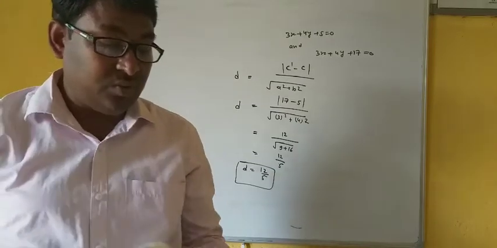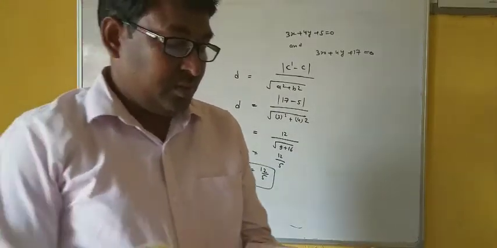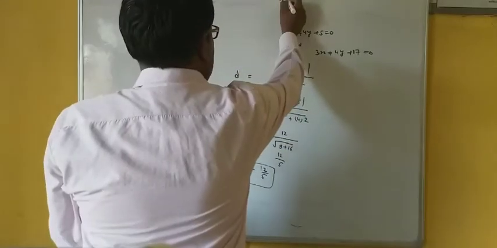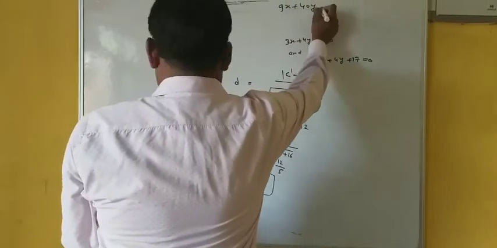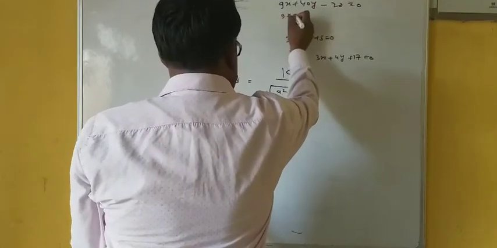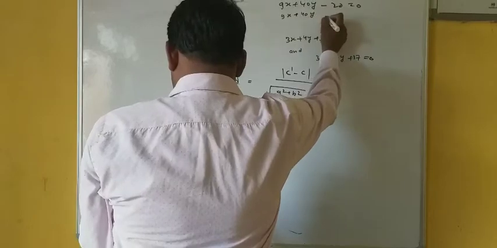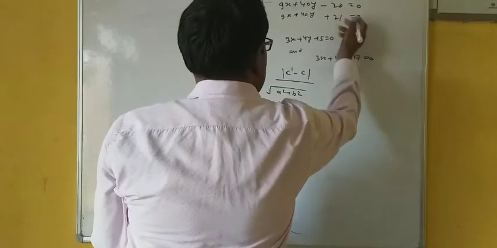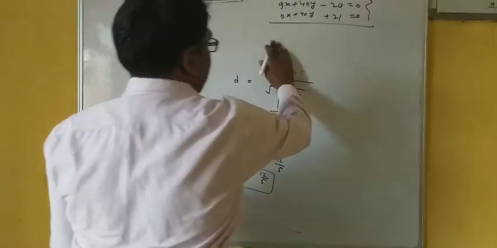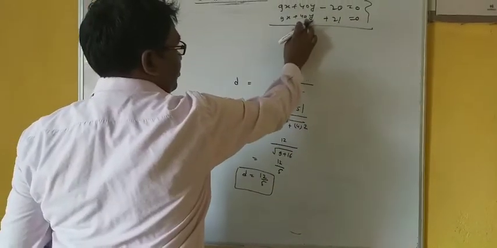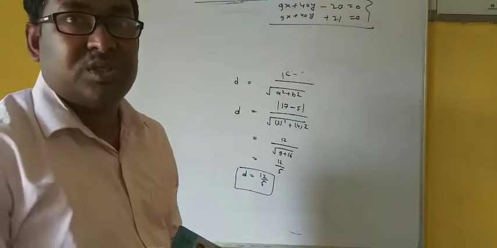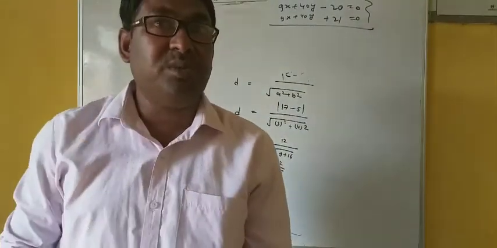12 by 5. Now the next one: 9x plus 40y minus 20 is equal to 0, and 9x plus 40y plus 21 is equal to 0. I think it is quite obvious. You all can solve this question. Since here we have 9x, 40y, these lines are parallel to each other. That's why there should not be any problem in solving.